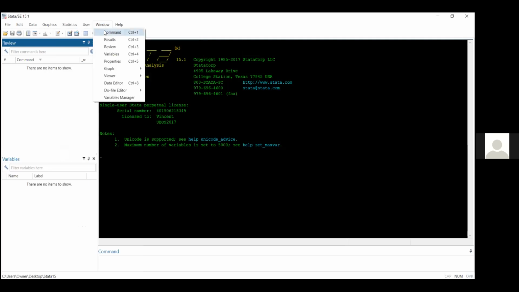And then the rest are really help issues and window command. These are the things I was talking about, the results window, the review command, the variables, and the command windows down here. And that's it.